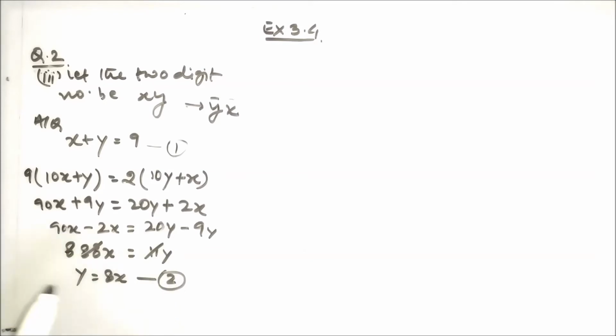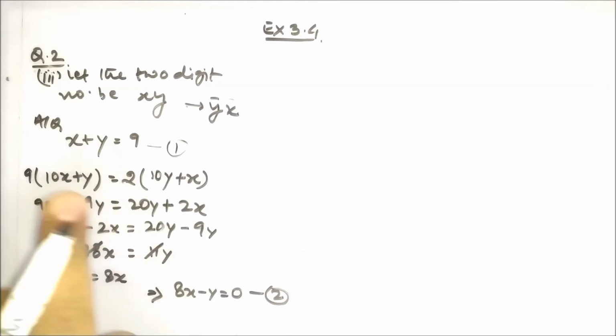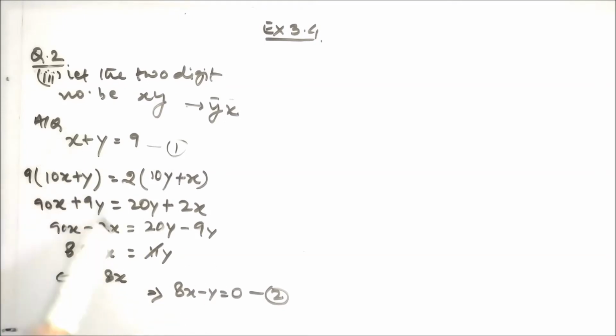Now let us shift this y to this side. So this equation will become 8x minus y is equal to 0. This is your equation number 2. This is done just to solve this by the elimination method. Otherwise, if you are using the earlier equation, it can directly be done by the substitution method. Now we will eliminate y from here because y has the same coefficient. We need to add both the equations.